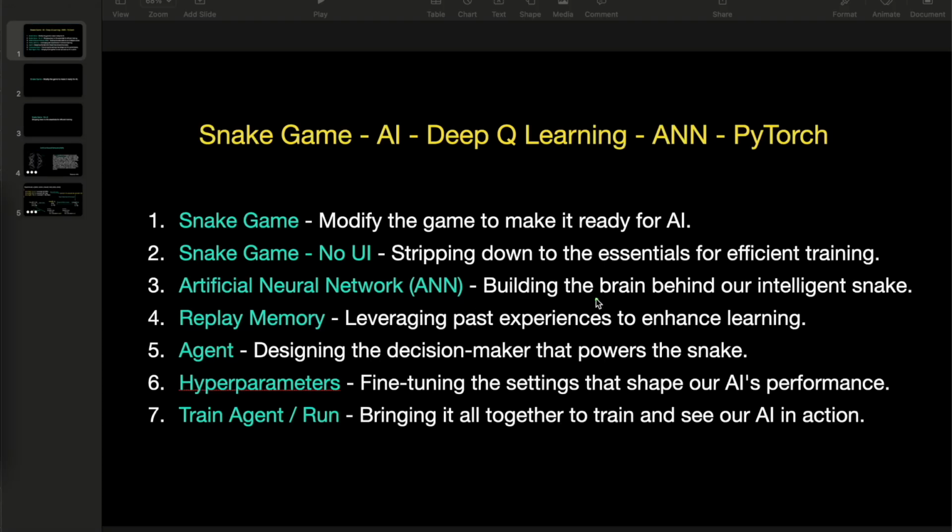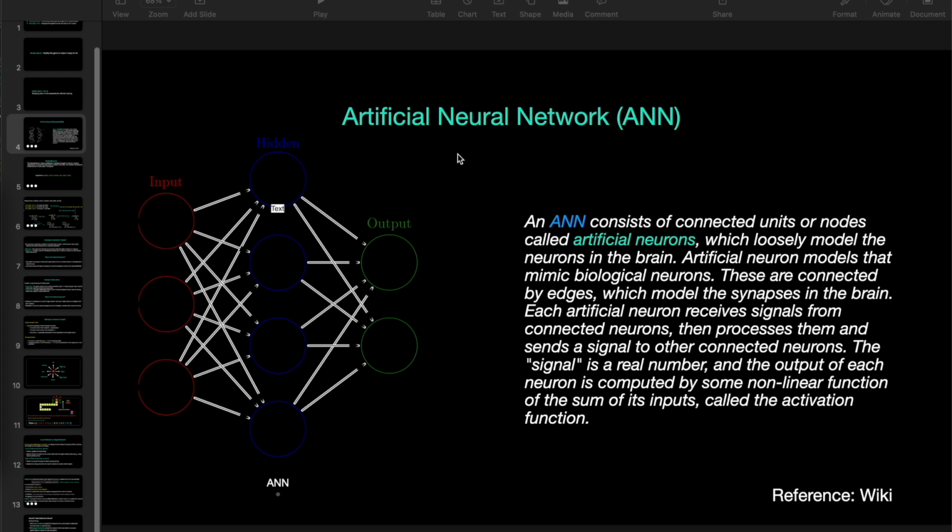Now, in step 3, we'll build the brain for the snake using artificial neural network, in short, ANN. So let's understand this in bit detail. So this is artificial neural network that powers the decision making for the snake game. Now let's understand these individual layers. Let's start with the input layer. So input layer represented by these red nodes, where each node represents one feature. Okay, and these features encode the state of the snake and its environment.